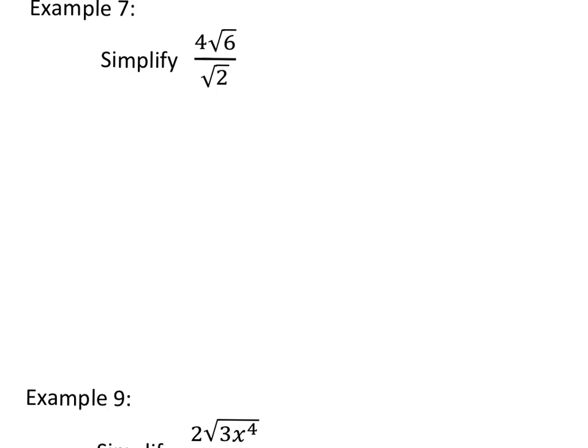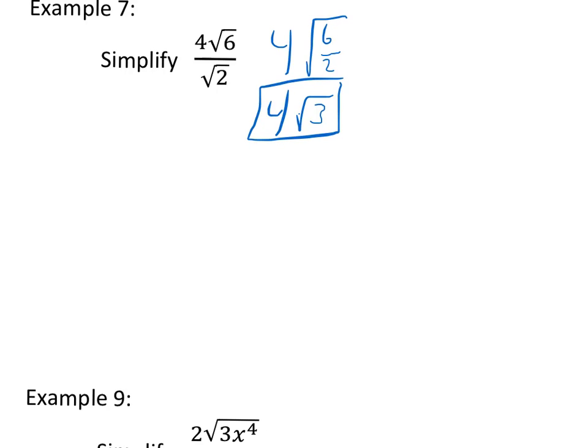Now, I'm going to talk us through a method that's going to help us in the long run, and that is using that property that says that I can write the fraction of two roots as the root of a fraction. So I'm going to write this as 4, and I'm going to have one big root of 6 over 2. And that's important because I can simplify 6 over 2. And that becomes 3. So this whole problem reduces to 4 root 3.